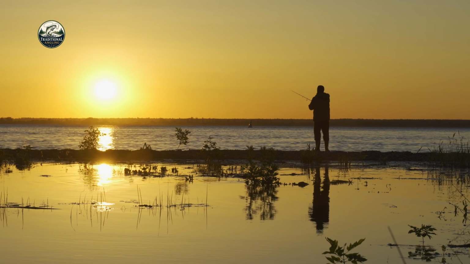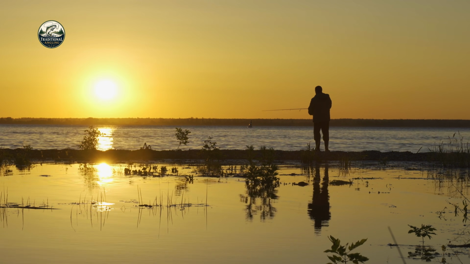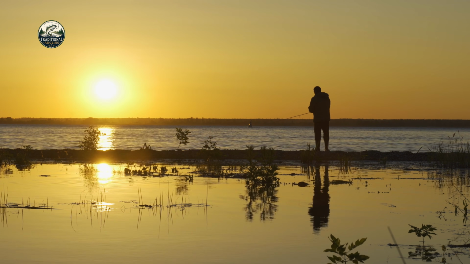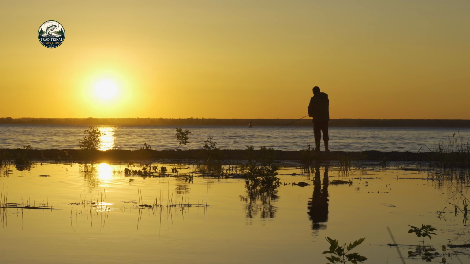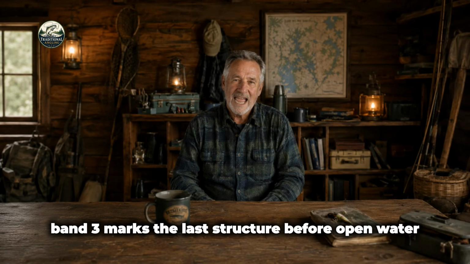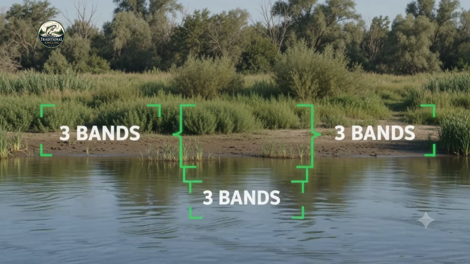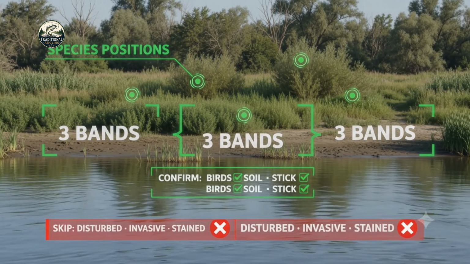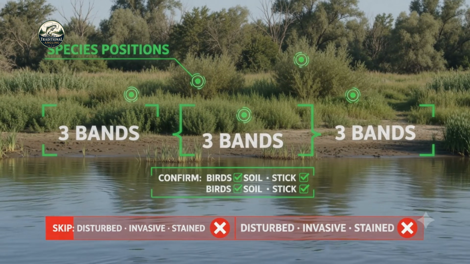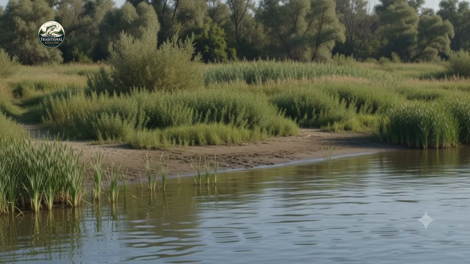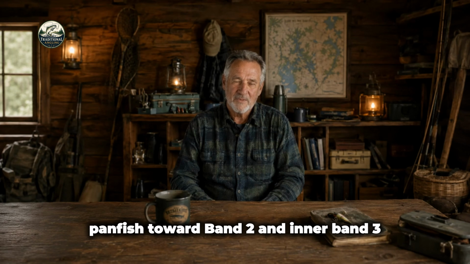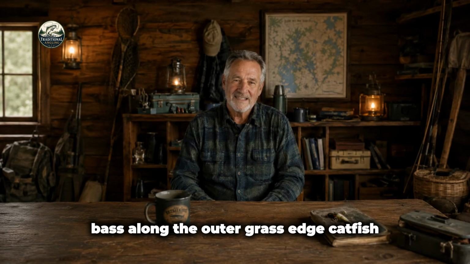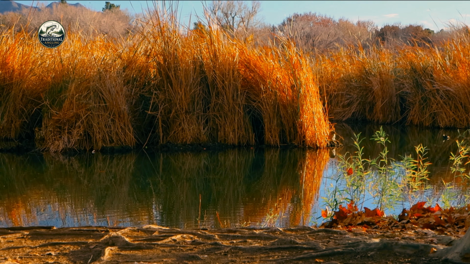The field checklist. Read the bands first. Band 1 marks the waiting limit. Band 2 is usually the most productive. Band 3 marks the last structure before open water. Narrow band means target it precisely. Wide band means cover more water instead. Match species to position. Panfish toward band 2 and inner band 3. Bass along the outer grass edge. Catfish tied more to bank soil than to the plants themselves.